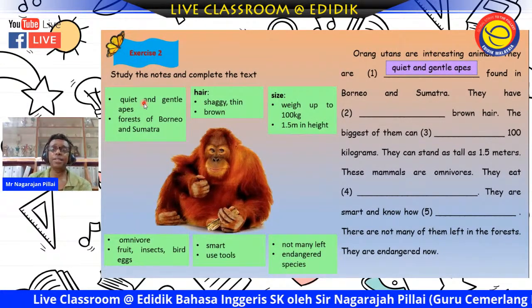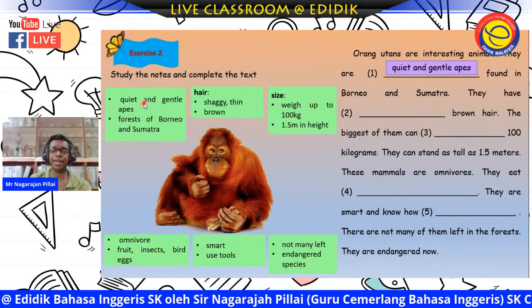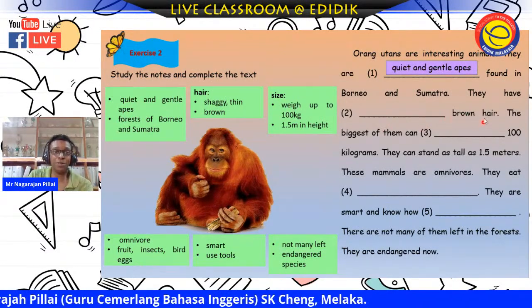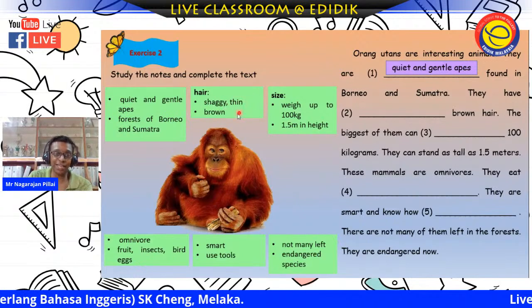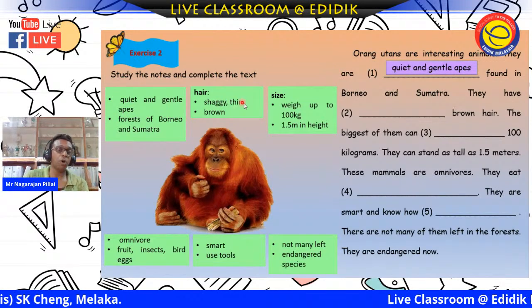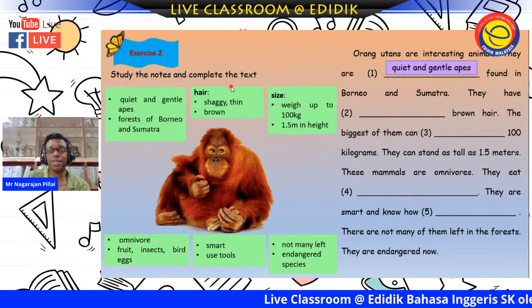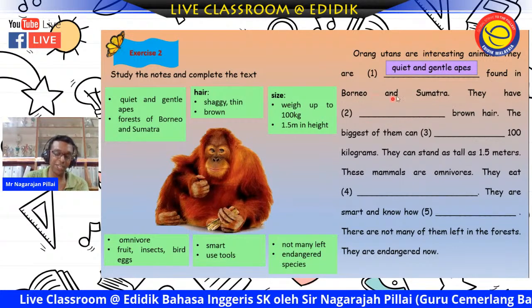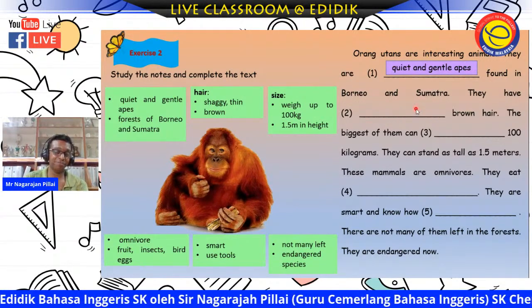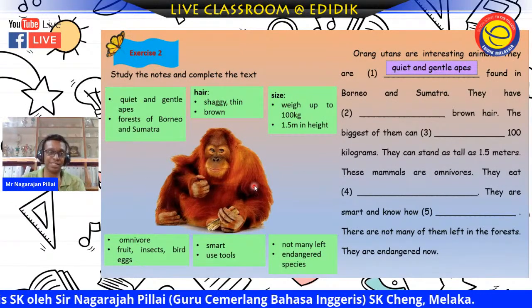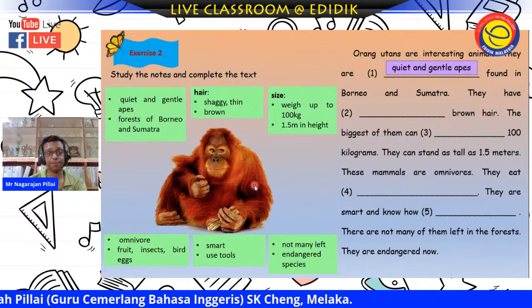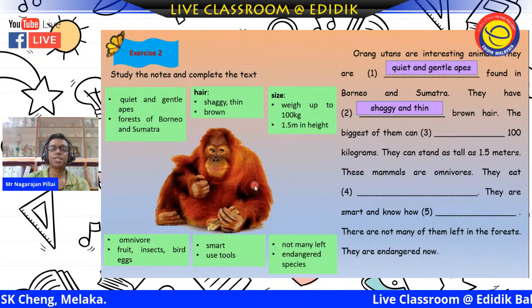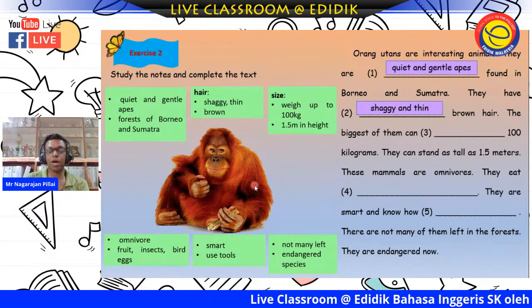Number 2. They have blank brown hair. How do we write this? We know the clue is brown hair, so you need to take the information from box number 2. You are left with shaggy, thin. How do you write those two words? You can't write shaggy, comma, thin, right? It's wrong. Those two are adjectives. So how do we write? It's like this: shaggy and thin brown hair.